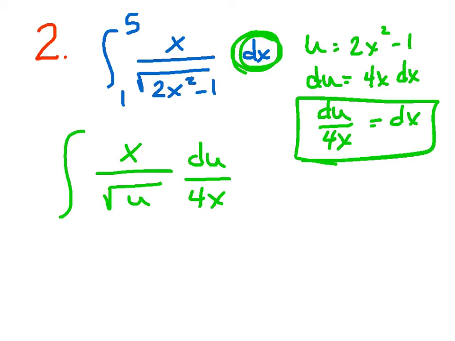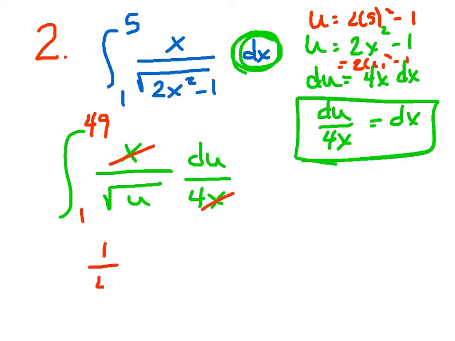So all I'm going to do is plug a 5 in to get my upper bound. So 2 times 5 squared minus 1, hopefully you got 49. Plug a 1 in to get my lower bound. 2 times 1 squared minus 1 should be 1. And then I'm going to clean up these x's, I can cancel those. And I'll rewrite it one more time. I'll pull out my 1/4 integral from 1 to 49.